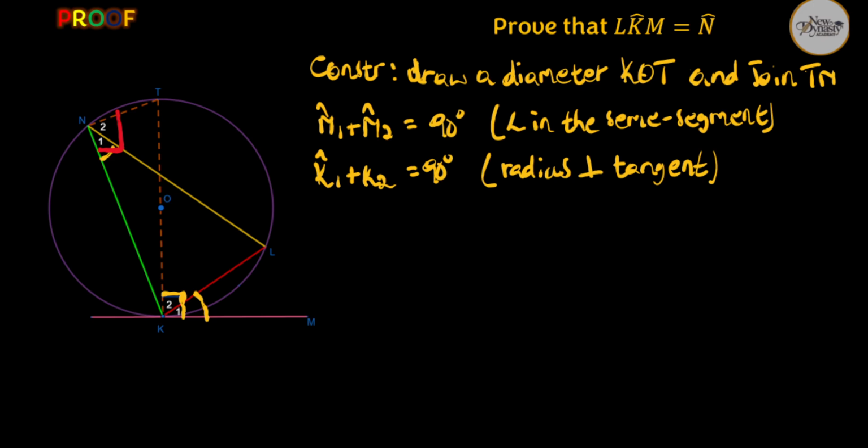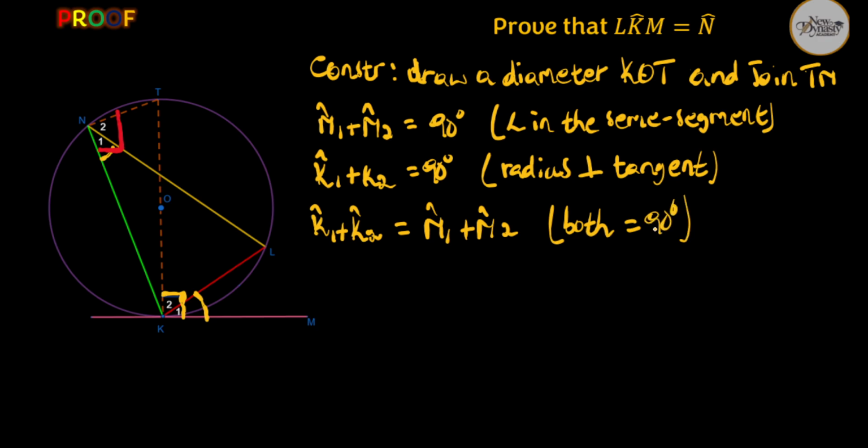But now, both these angles are equal to 90 degrees. So they are both equal. Remember, two things that are equal to the same thing are also equal to each other. So we can go on and say that our K1 plus K2 equals angle N1 plus angle N2. Why do we say that? Because they are both equal to 90 degrees. So they are both equal. I hope you do understand that.